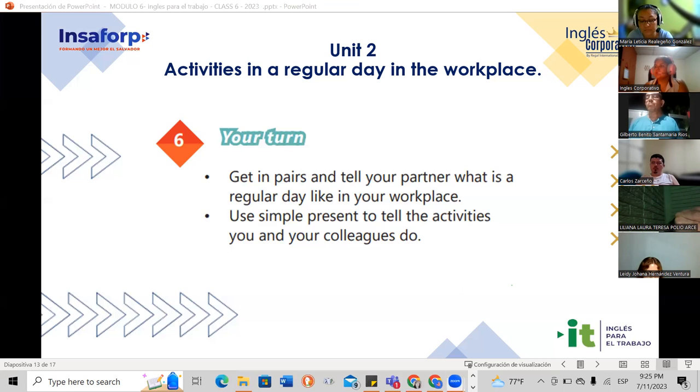So let me break down the rooms. How many students? We are 18, but I have two that are just oyentes, Andres and Mauricio. Let me see who else is oyente. ¿Quién más está de oyente? William? Okay. And Silvia. I remember Silvia. So it means that I will do 16, 8. Okay, I will create 8 rooms.